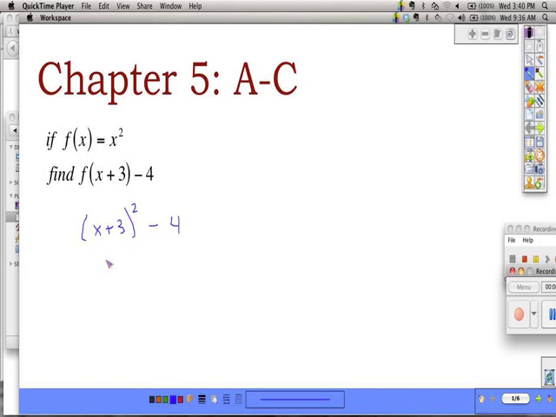Now we can simplify this. So (x plus 3) quantity squared is going to give us x squared plus 6x, remember we're foiling here, plus 9, and then minus the 4 is still tagged on there. And there's some last like terms to combine. So our finished function is x squared plus 6x plus 5.